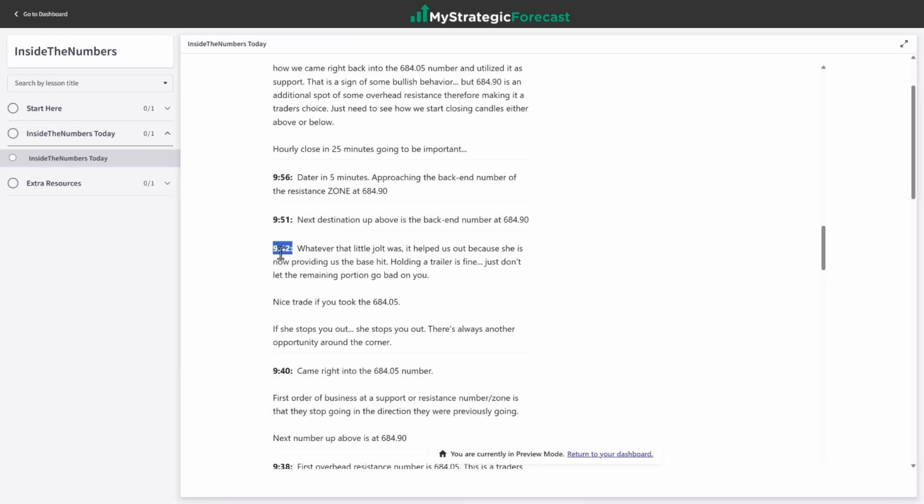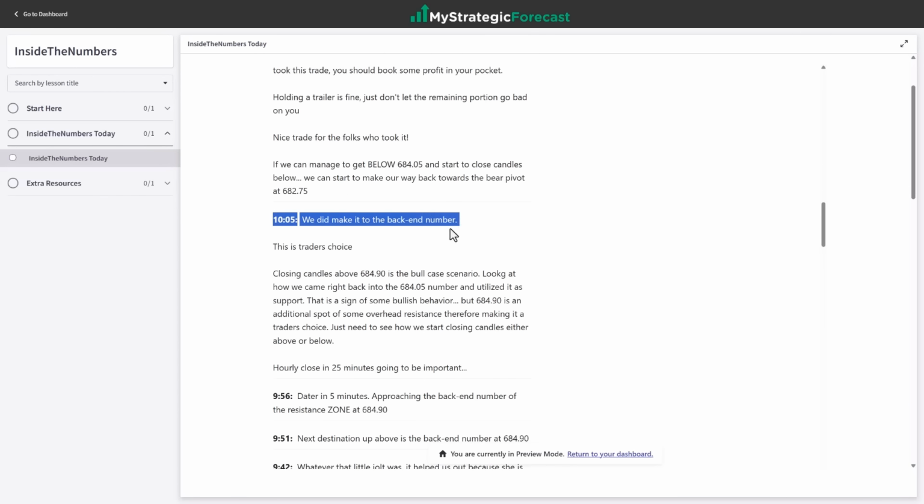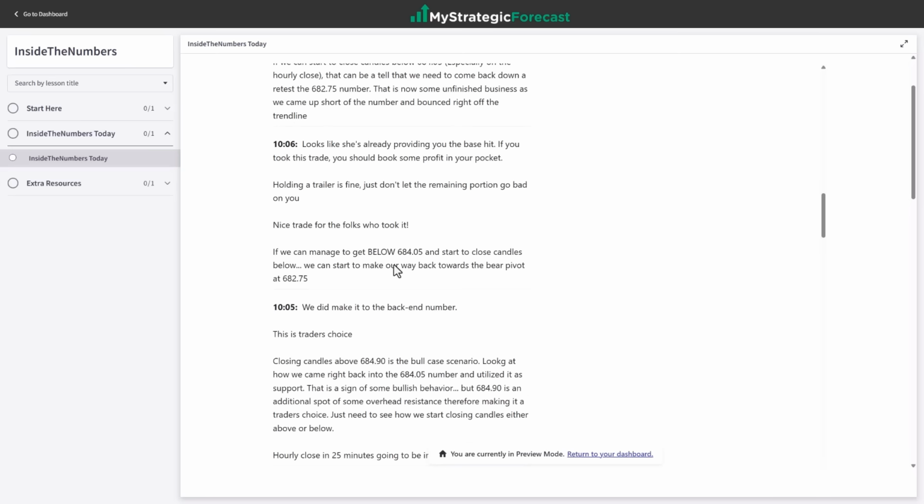At 9:42, we got a little bit of a jolt that helped us secure the base hit. Holding a trailer is fine, just don't let the remaining portion go bad on you. And then at 10:05, we did make it to the back end number. This is trader's choice. And then shortly after, literally a minute after, she's already providing you the base hit. 684.05 was a target towards the downside.